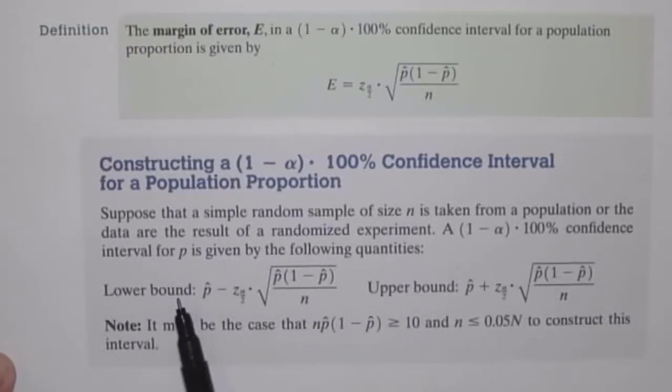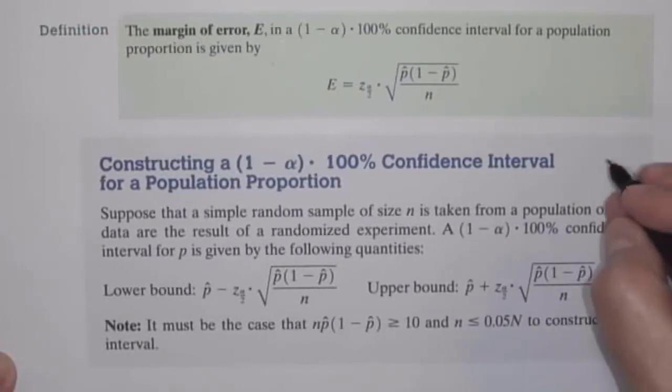The lower bound of our confidence interval is going to equal p hat, our point estimate, minus z sub alpha over 2 times the square root of p hat times 1 minus p hat all over n. Now again, that right there is the error. So what we're really doing is taking p hat minus the error, and then the upper bound is p hat plus z sub alpha over 2 times the square root of p hat times 1 minus p hat over n. Again, that's really the error, so we're doing p hat plus the error.